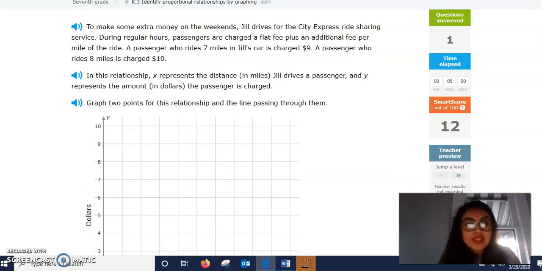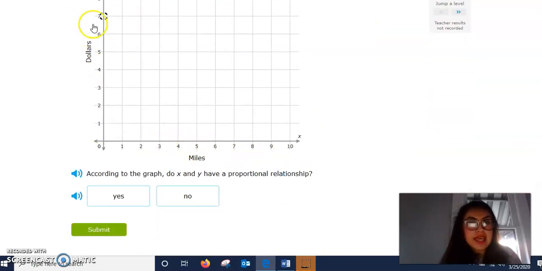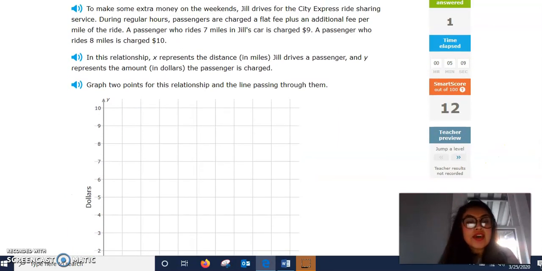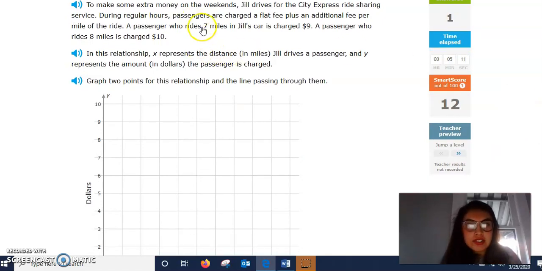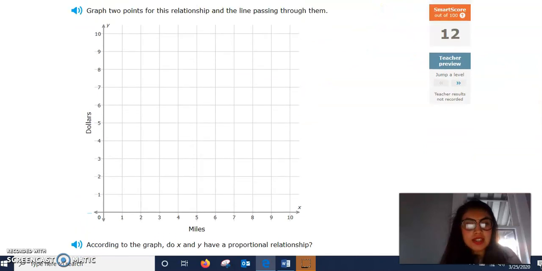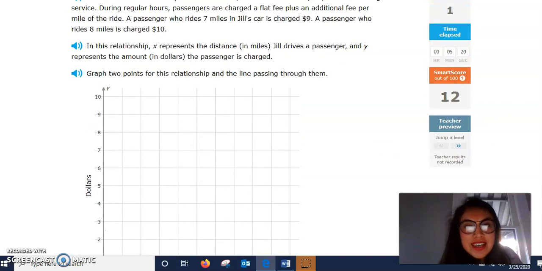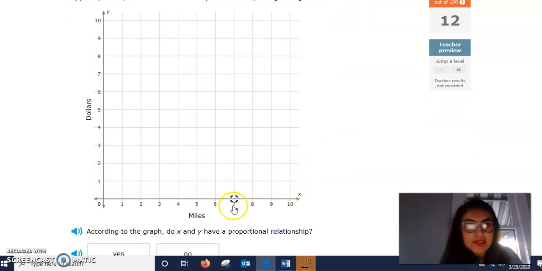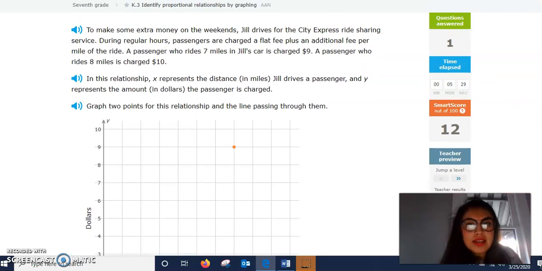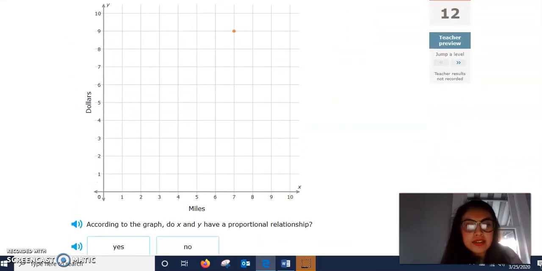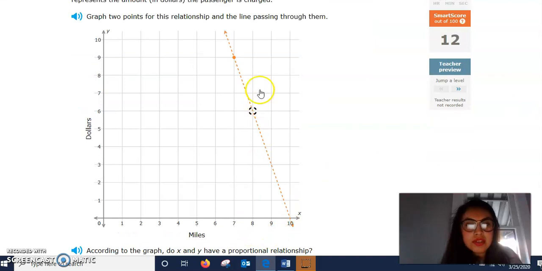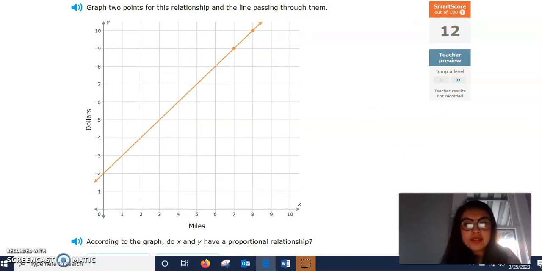At the bottom we have the number of miles, and then on the Y we have the number of dollars. So let's talk about the first passenger. For 7 miles, he was charged $9. I'm sorry, hold on, I was going too fast. 7 miles, $9. I would look for 7 miles, $9. And then 8 miles, $10. There, I plotted my graph.